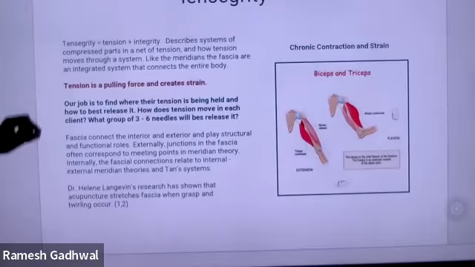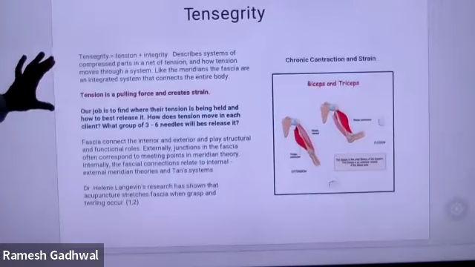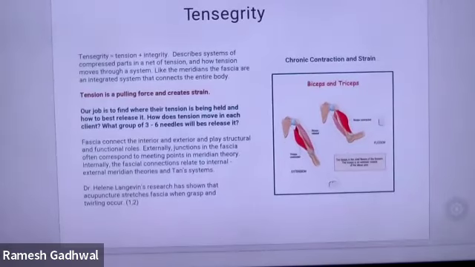Fascia connects the interior and exterior and plays a structural and functional role. Externally, joints in the fascia often correspond to the meeting points in the meridian theory. Internally, the fascial connections relate to the internal and external meridian theories and Dr. Tan's system. Dr. Helene Langevin's research has shown that acupuncture stretches fascia when grabbing and traveling occur.